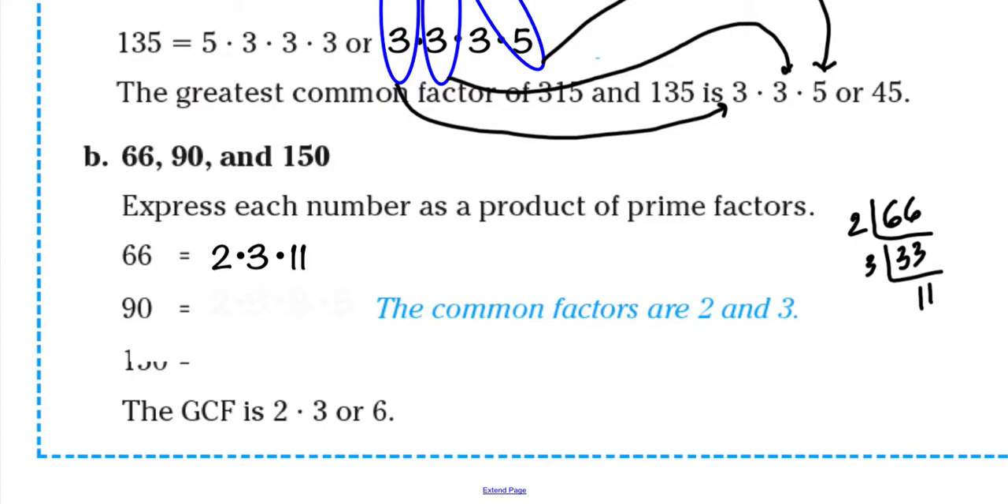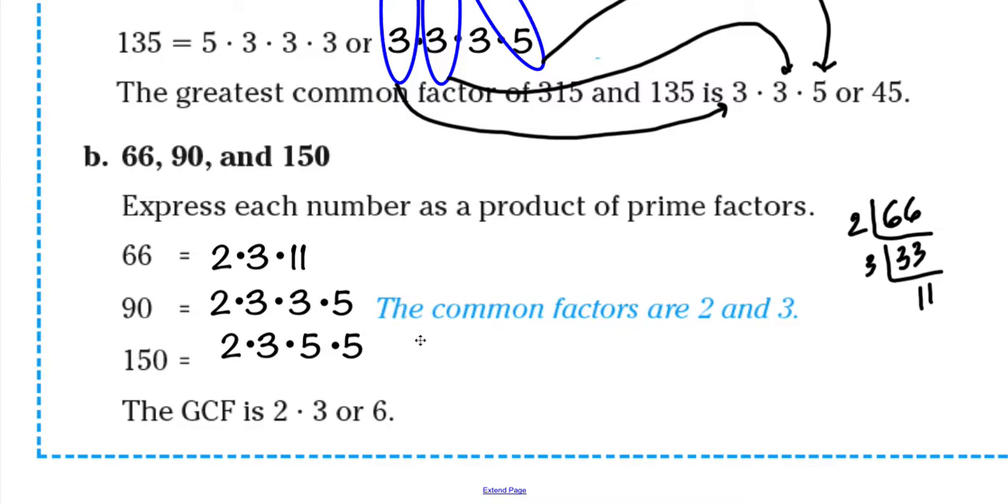Same thing with 90. We get the prime factors of 90: 2 times 3 times 3 times 5. And 150, we get the prime factors of 150: 2 times 3 times 5 times 5 times 5.